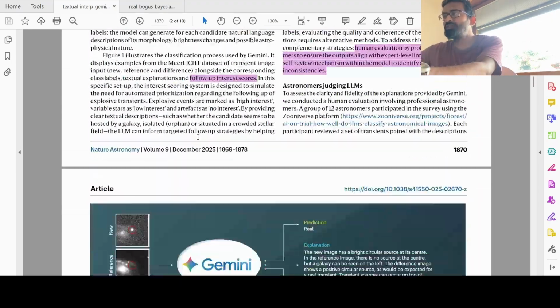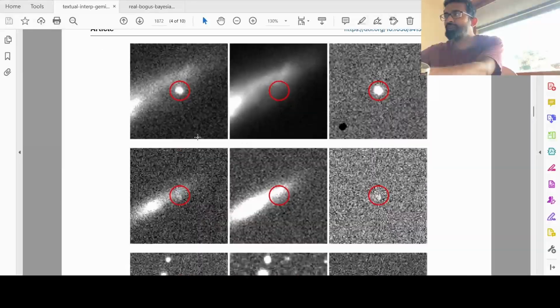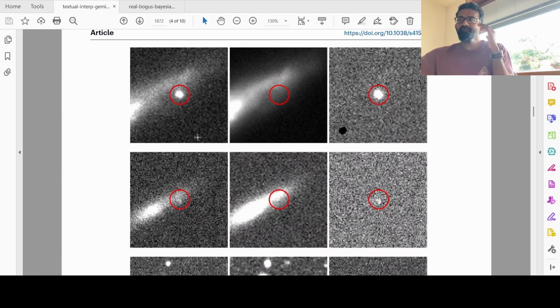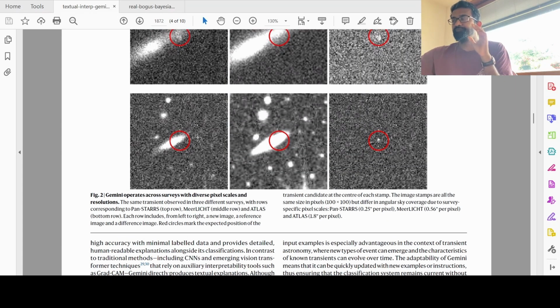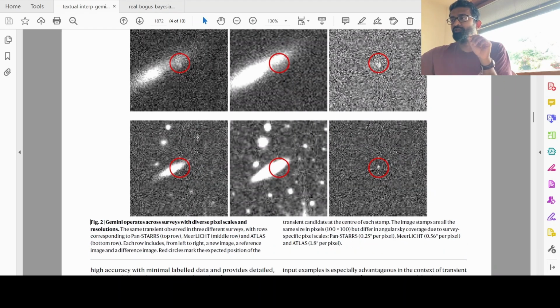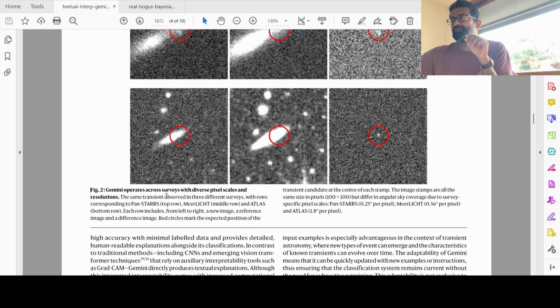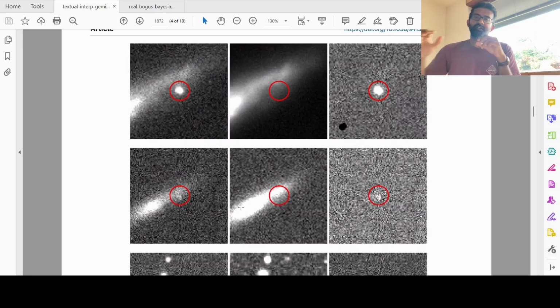And let's go back to the image that I have just shown. So this is the image taken by these 3 different telescopes, and you could see this different resolution already. So here they mention the same transients observed in 3 different surveys. First we start with Pan-STARRS, then with Mirlicht, and then with Atlas. Pan-STARRS of course has the biggest diameter of the 3. From the diameter we can make a guess that this will have the best resolution.